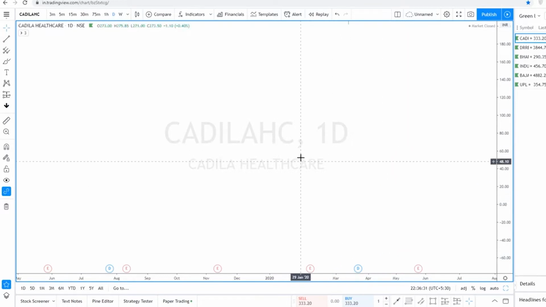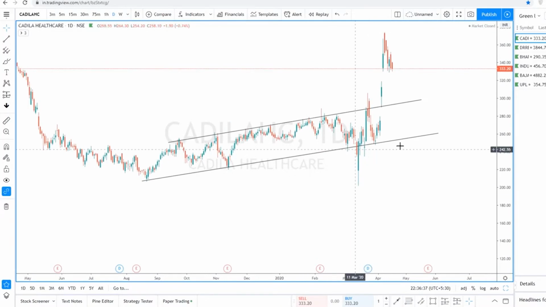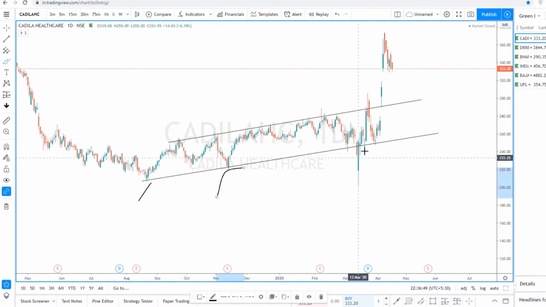Okay, so the other pattern we are going to see right now is the channel pattern, and this is how it looks. What's happening is this stock is trending and it is getting support at a specific line, correct? 1, 2, 3. Here there was a breakdown and it was able to climb up again. This happened due to the Corona crash, and then the pharma industry had a boost.